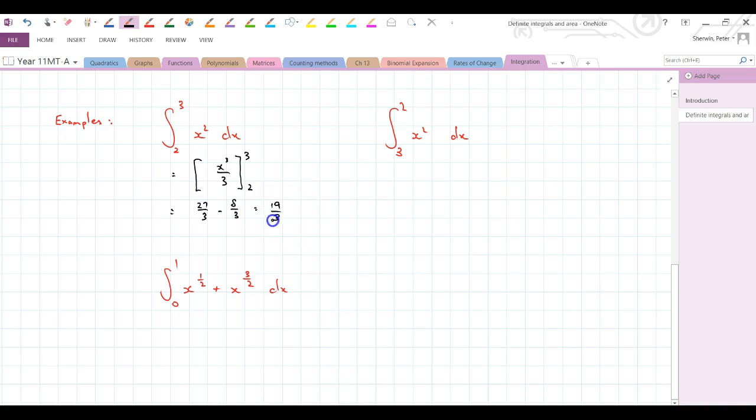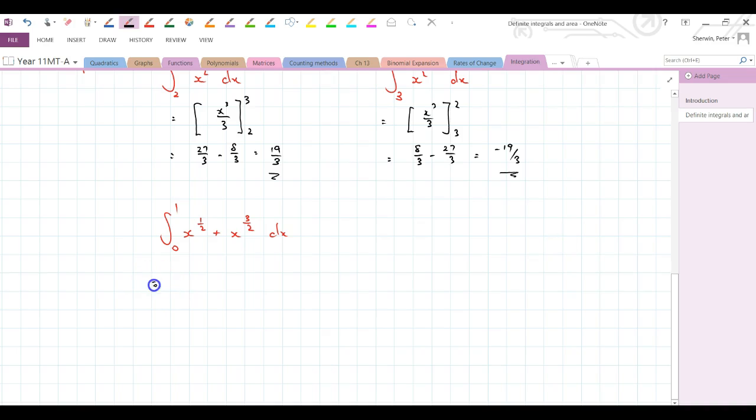19 over 3. Now what I want to do is have a look at how it changes when we flip the 2 and the 3 around. So same expression here. I've still got x cubed over 3, but now I'm going between 2 and 3. So at 2 it's 8 thirds, and at 3 it's 27 thirds, and so I end up with minus 19 over 3. So what you need to appreciate there is that when our terminal values switch, we will get the negative result. So keep that in mind, that's an important one.